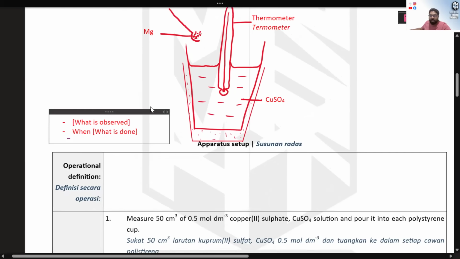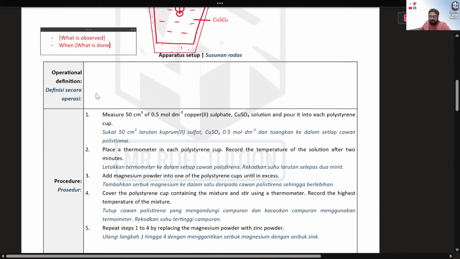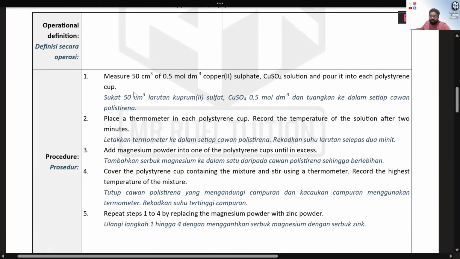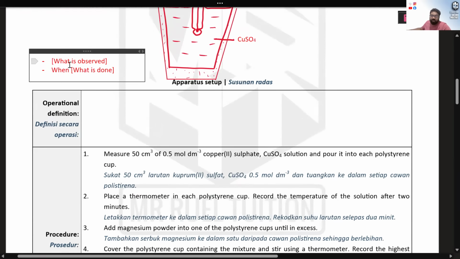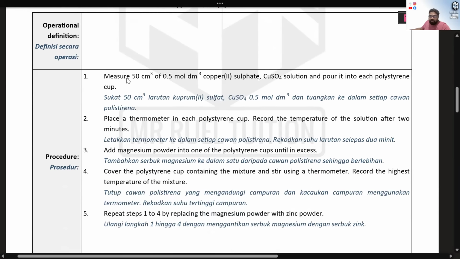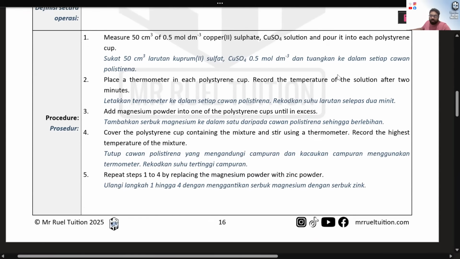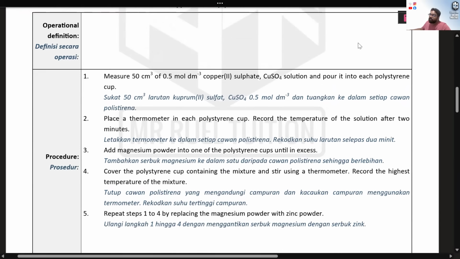So in this experiment, let's look at the procedure to understand what is observed and what is done. First we measure 50 cm³ of 0.5 mol/dm³ copper(II) sulfate solution, and then we pour it into each polystyrene cup. Here we have two cups because we are going to do the displacement with two metals.